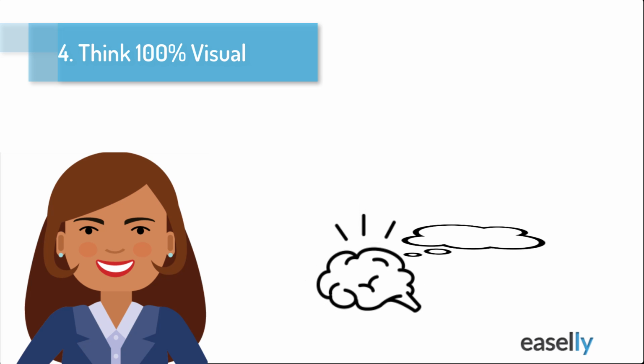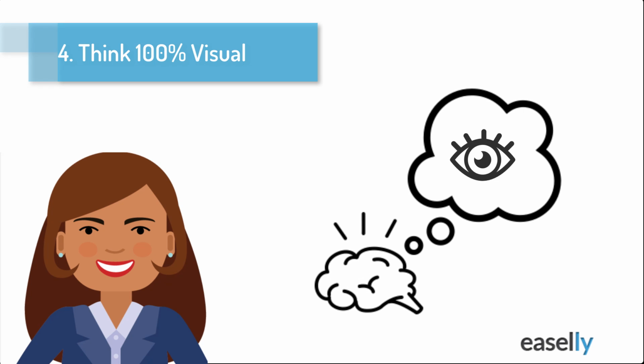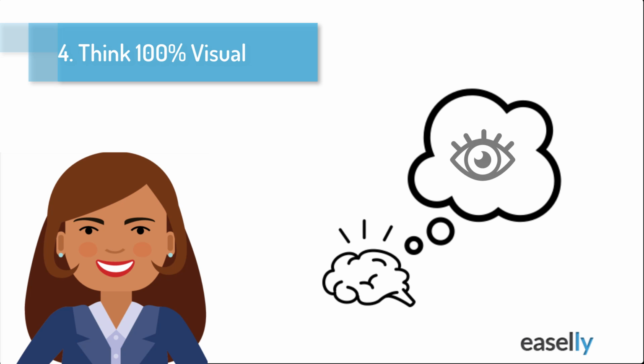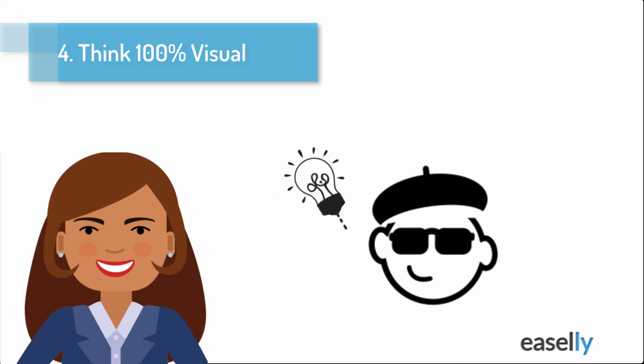Number 4, think 100% visual. While not every point you can make will always be translated into visuals, thinking about your information visually will help you make infographics that stand out and tell exactly the story you want them to. It also gets your creative juices flowing.